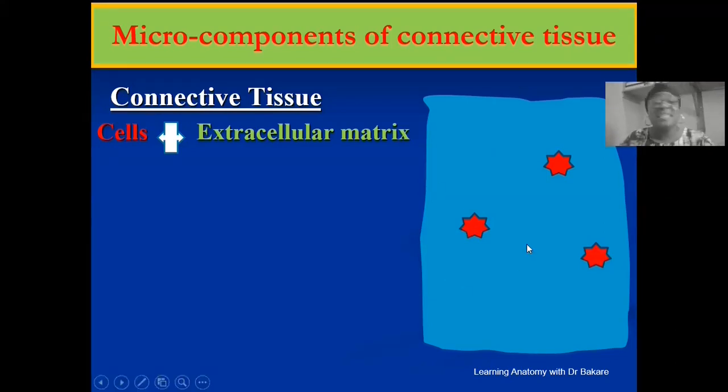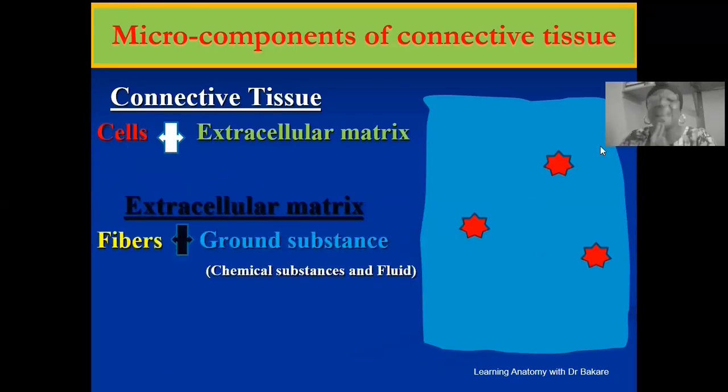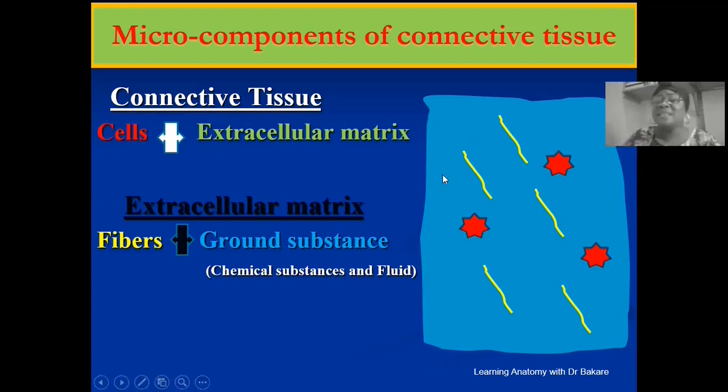So this is basically what the connective tissue is made up of. But going further, the extracellular matrix is not just empty, it is embedded with fibers and ground substance. So this is where we have the fibers here highlighted in yellow, and these fibers are embedded within the ground substance that is highlighted here in blue. The ground substance is like the background of the connective tissue. This is what gives the framework of the connective tissue. Onto the background is where we have other substances embedded. The ground substance is basically made up of chemical substances and also fluid. And this is what is highlighted here in blue.